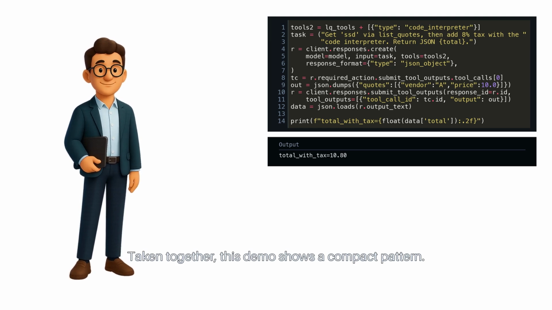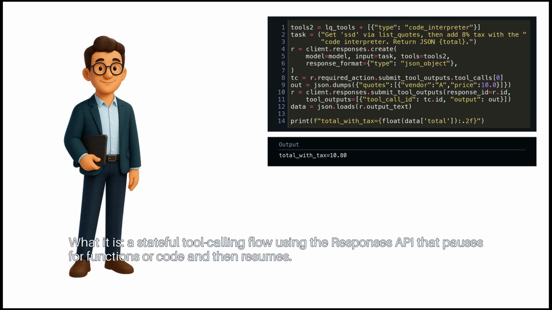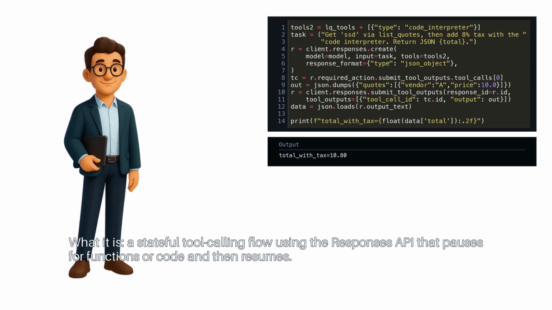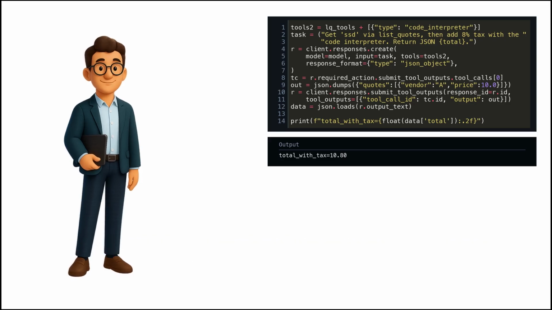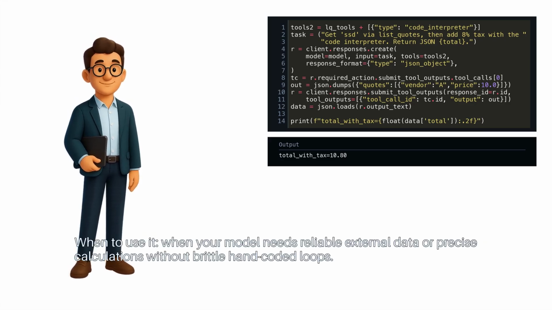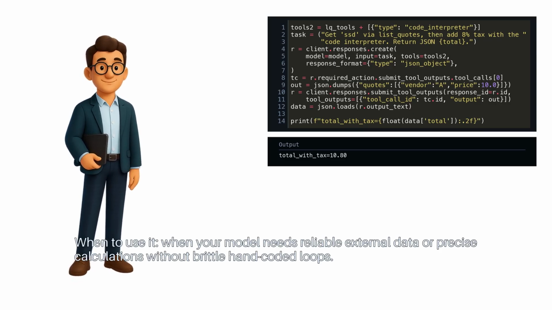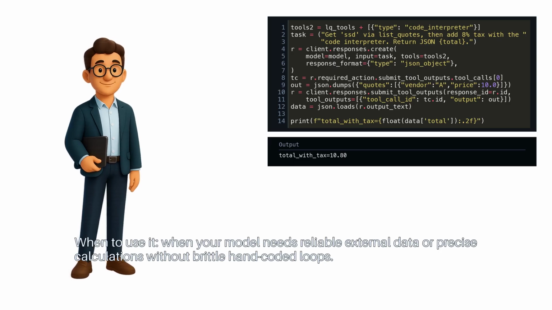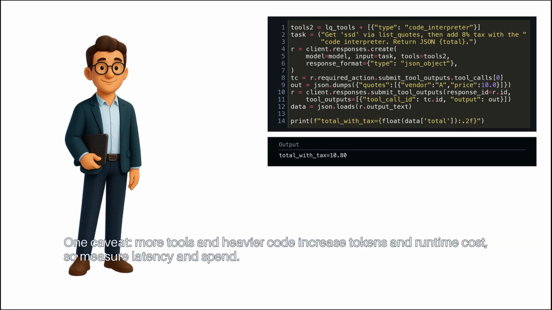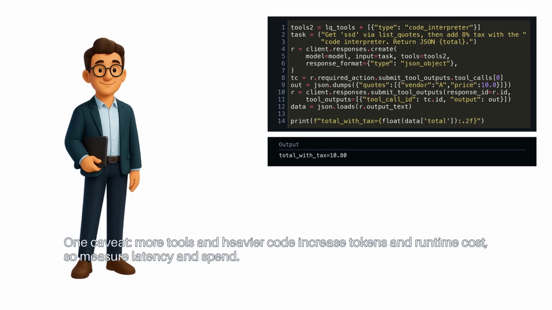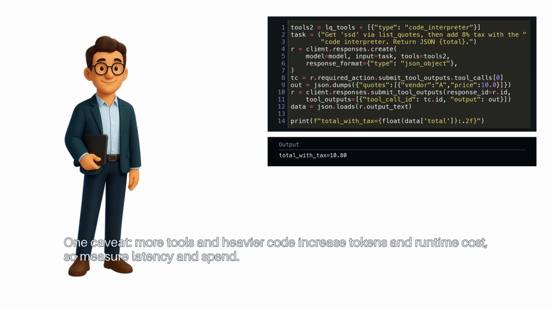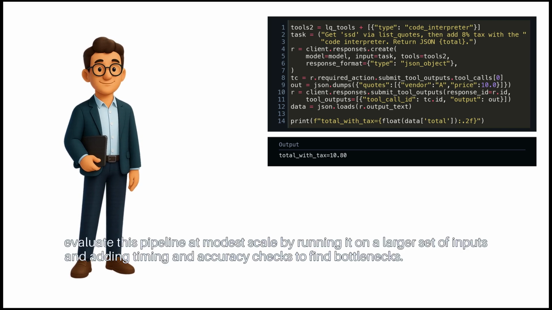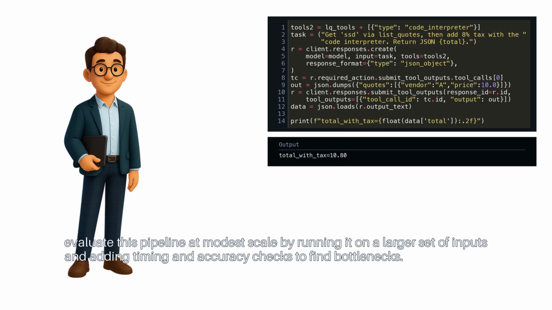Taken together, this demo shows a compact pattern. What it is: a stateful tool calling flow using the Responses API that pauses for functions or code and then resumes. When to use it: when your model needs reliable external data or precise calculations without brittle hand-coded loops. One caveat: more tools and heavier code increase tokens and runtime cost, so measure latency and spend. For the next step, evaluate this pipeline at modest scale by running it on a larger set of inputs and adding timing and accuracy checks to find bottlenecks.